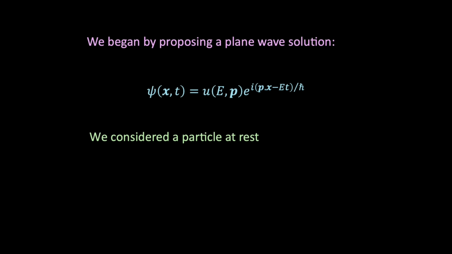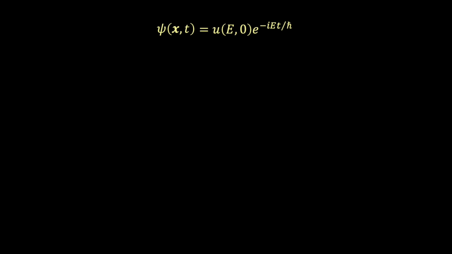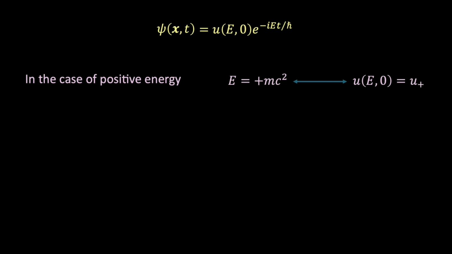Okay, so let's pause a moment and take stock. We began by proposing a plane wave solution of the following form, and then we considered a particle with zero momentum. In this case, we found that the Dirac equation admits both positive and negative energy solutions. In the positive energy case, where E equals plus mc squared, we can write our wave function as U plus times e to the minus i mc squared t over h bar.